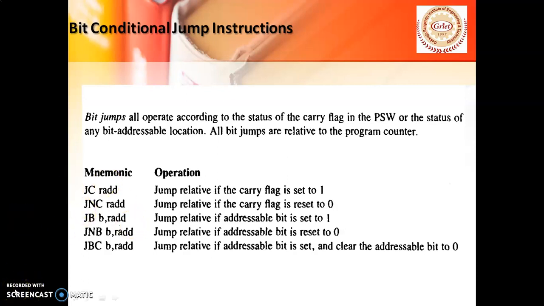The second instruction is JNC relative address. It means jump if no carry, that is, carry equal to 0. Whenever that condition happens, it moves to that address. In the next video, I'll be explaining each and every instruction clearly.